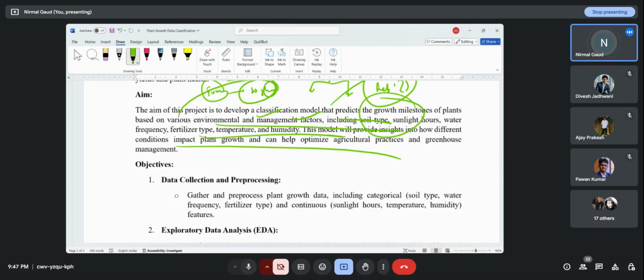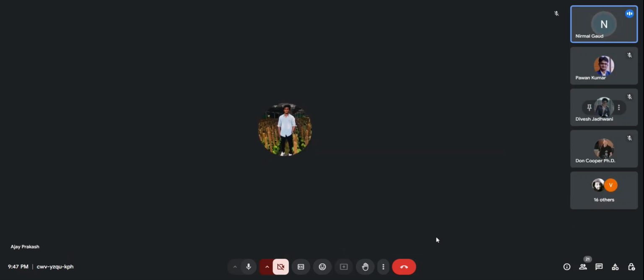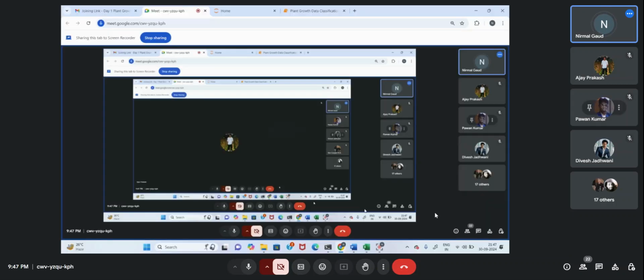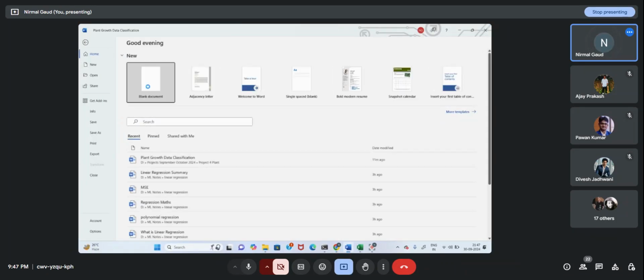Let me share my entire screen now. I will show you the data set also, and we'll be moving ahead with the implementation on this particular data. Okay, so let me share the screen. Okay, fine.